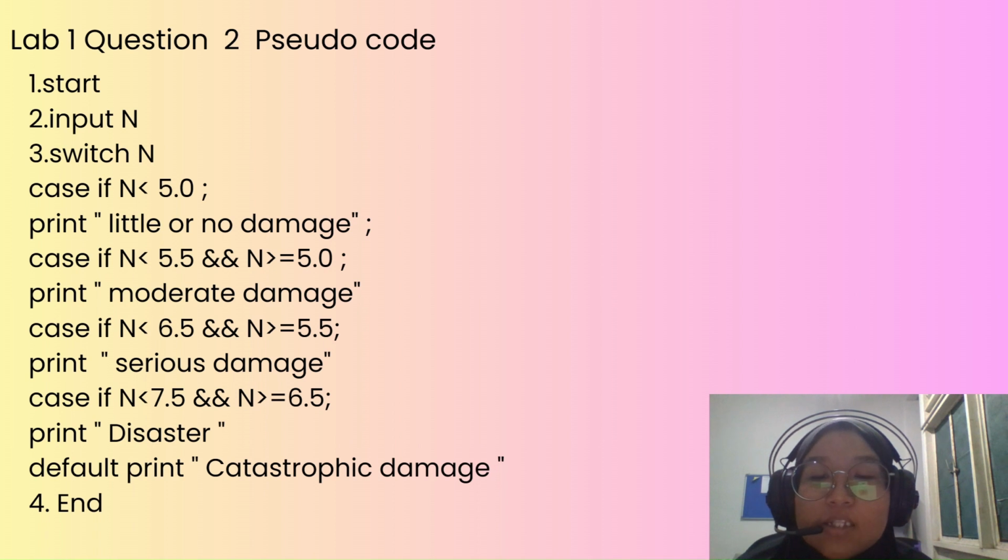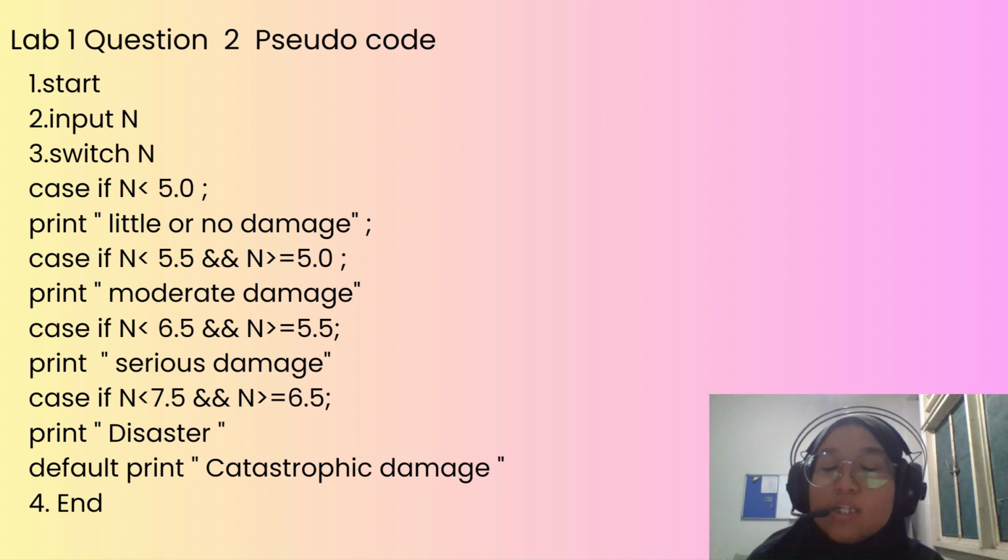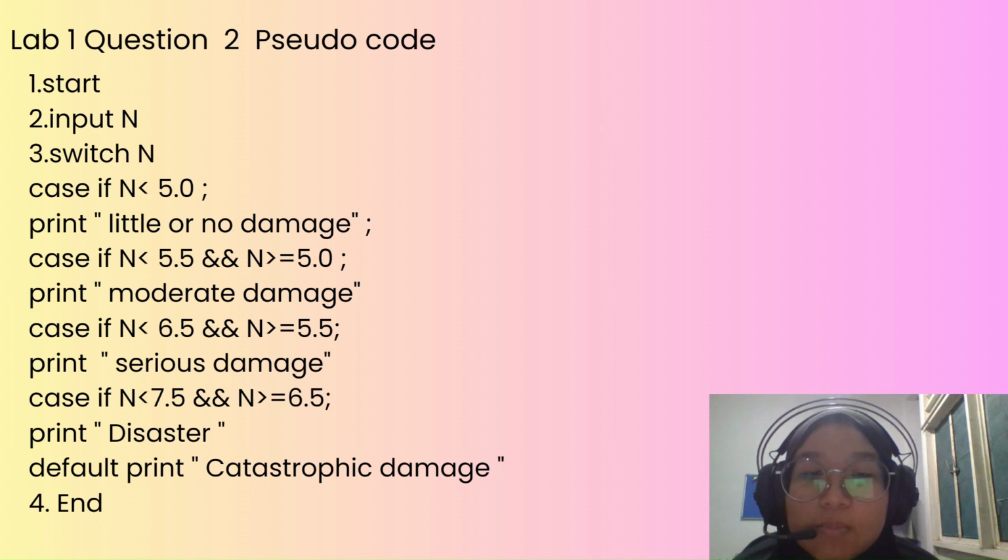Then case if N is less than 5.5 and N is more or equal to 5.0, it will print moderate damage and straight away go to the end program. And then case if N is less than 6.5 and N is more or equal to 5.5, it will print serious damage and straight away go to the end program. And case if N is less than 7.5 and N is equals to or more than 6.5, it will print disaster. And else is default, which we're going to print catastrophic damage, and we will end the program.